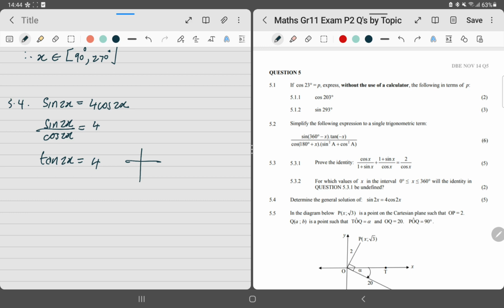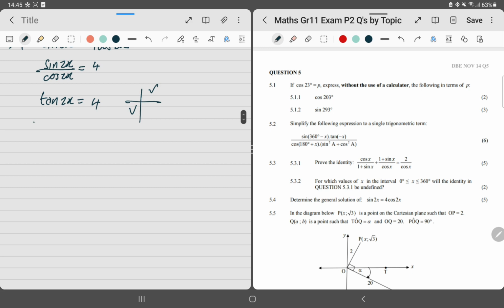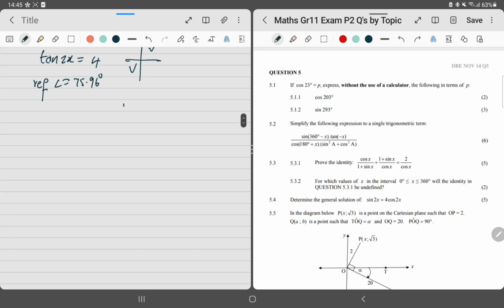And then we are going to work in the quadrants where tan is positive. So tan is positive there and there. The reference angle is equal to arctan of 4. I am getting 75.96 degrees. And then we are working in the first as well as the third quadrant. So in the first quadrant, 2x is equal to 75.96 degrees plus k times 180, where k is an element of the integers.